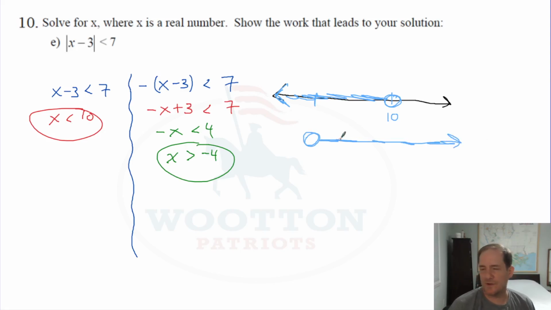This seems like one of those problems where you're looking for the overlap. And we can see that the overlap is only the stuff between these two values. So our solution set is going to be that x is an element of the set that starts at -4 and then ends at 10.